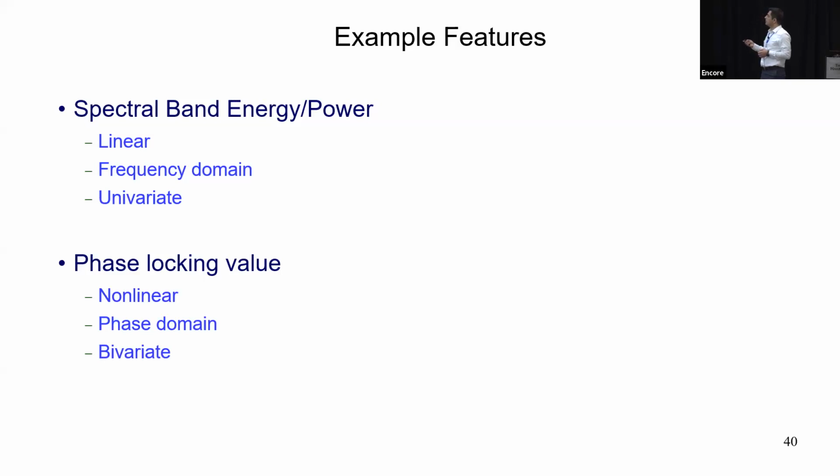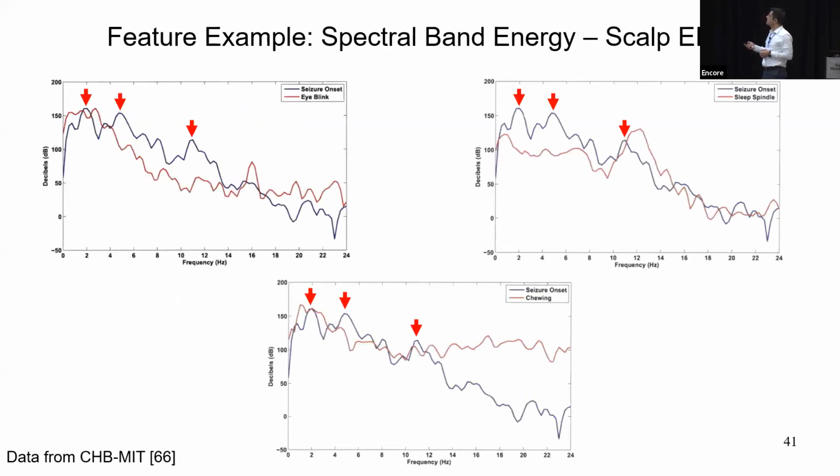The idea of spectral band energy is related to the EEG examples that I showed. If we don't look at the time domain and start looking at the frequency domain signals, we see that the blue trace shows the frequency domain spectrum of the signal during a seizure event. We see distinct peaks at certain frequencies in the spectrum. These peaks are absent if we look at the spectrum during eye blink artifacts, sleep spindles, or chewing. This motivates using spectral band energy for feature extraction.